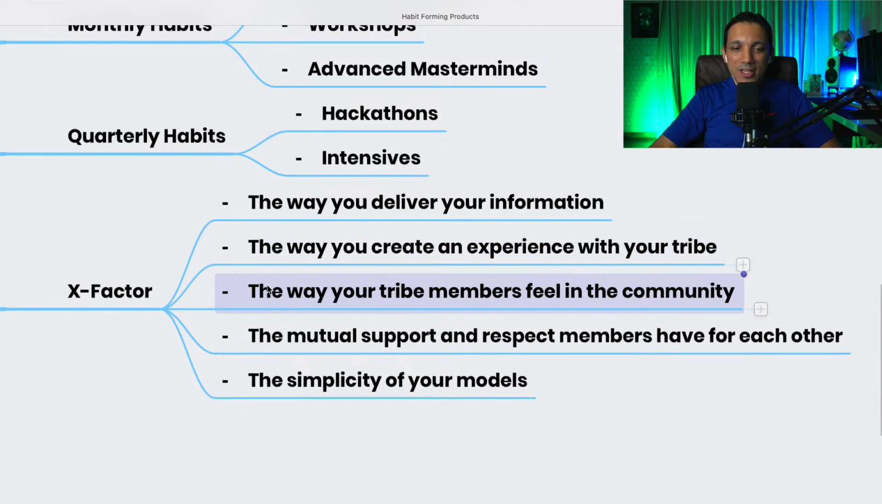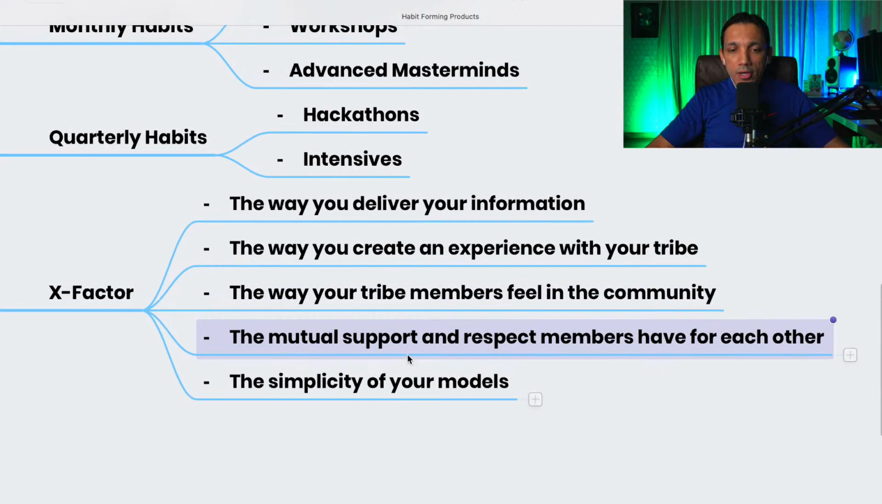Okay. Then the way your tribe members feel inside the community, what's that feeling? It's not about the learning, but it's the feeling that they get after they learn. That gives an X factor. If they feel like, yes, I can do it. I know I'm growing every single day, and I'm going to become a better version of myself. If they're having those kind of thoughts, then you're doing the right things.